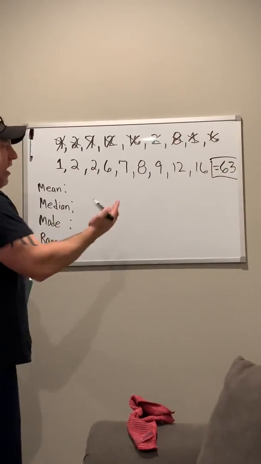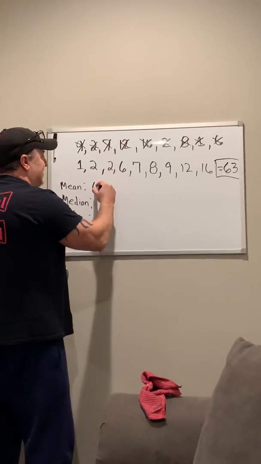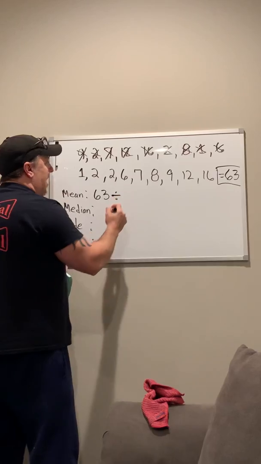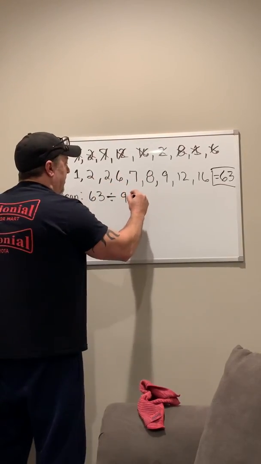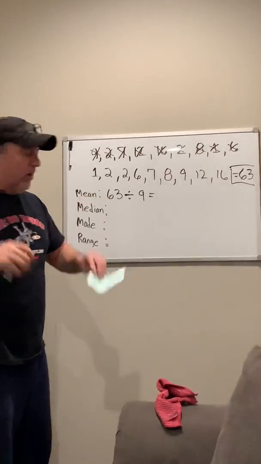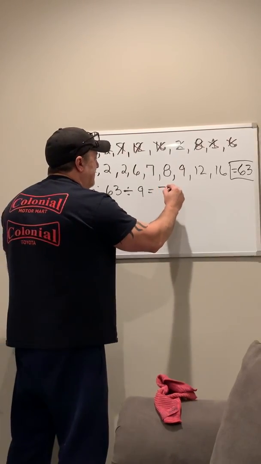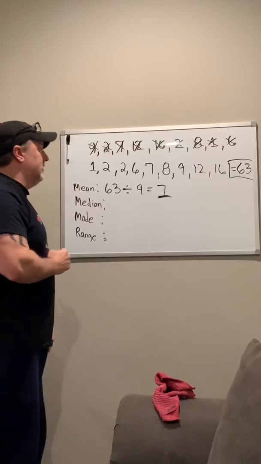Now, that's not the answer. That's the total of the 9 numbers. So I got 63. What you're going to do is divide by how many numbers there are. There are 9 of them. I made this one this way on purpose, so it works out, as I always say, with cozy numbers in it. 63 divided by 9 is 7. That is your mean. 7.